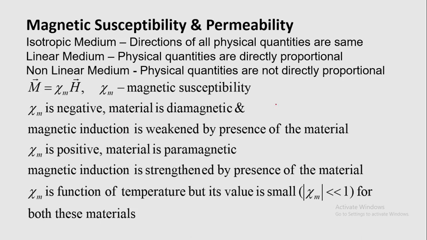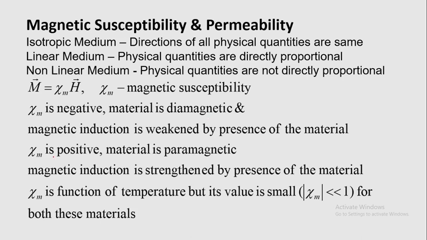Suppose you take a uniform field and keep this diamagnetic material like copper inside it, then what is found is that the field inside becomes less than outside. So we say that magnetic induction is weakened by the presence of this material. So these are the diamagnetic materials.